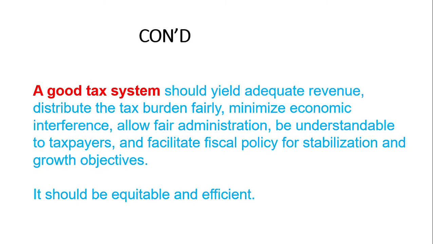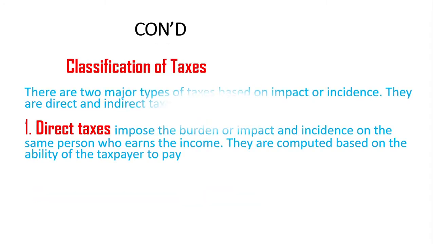So a tax system that achieves those objectives is called a good tax system. A good tax system should allocate revenue, distribute the tax burden fairly, minimize economic interference, allow fair administration, be understandable to taxpayers, and facilitate fiscal policy for stabilization and growth objectives. So generally, a good tax system should be equitable and efficient.